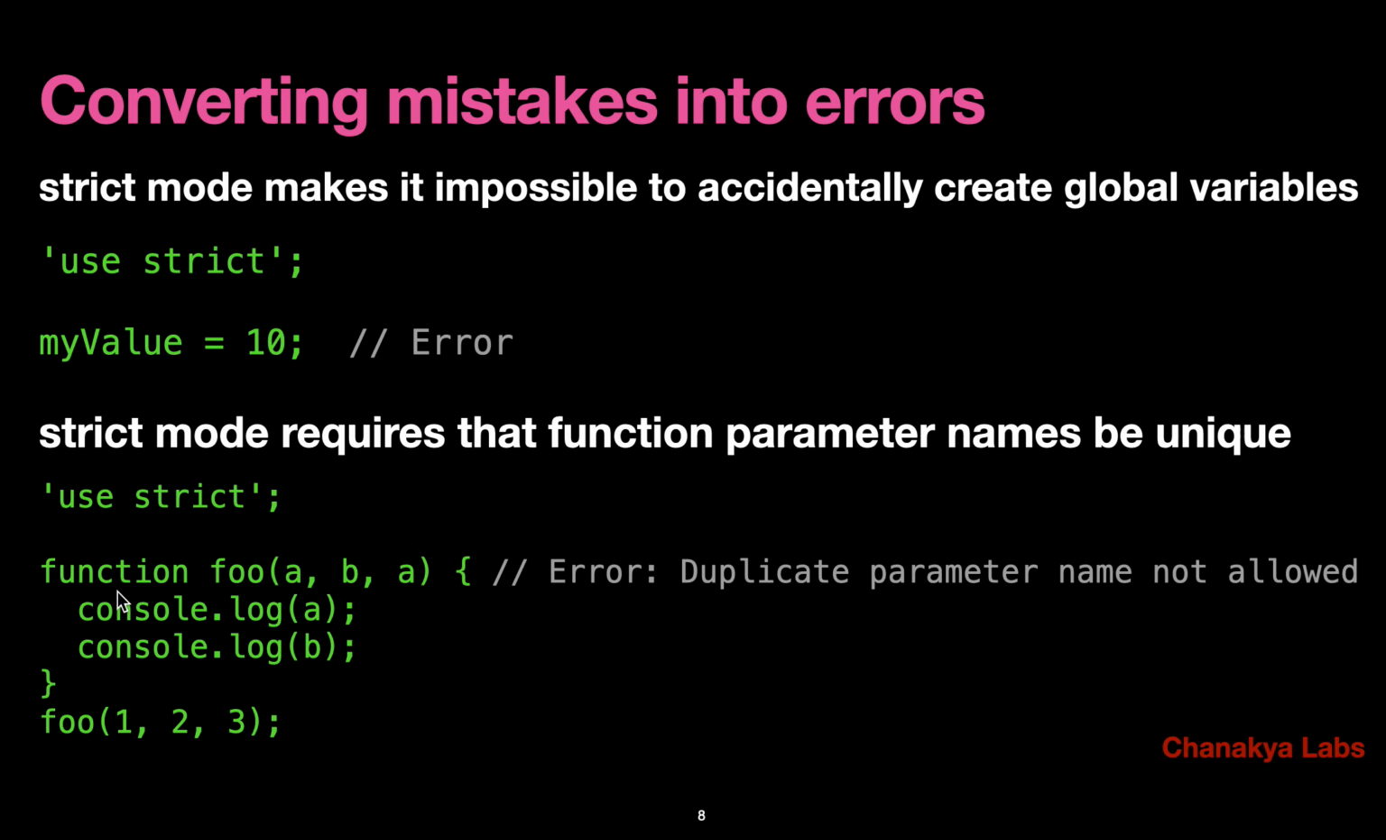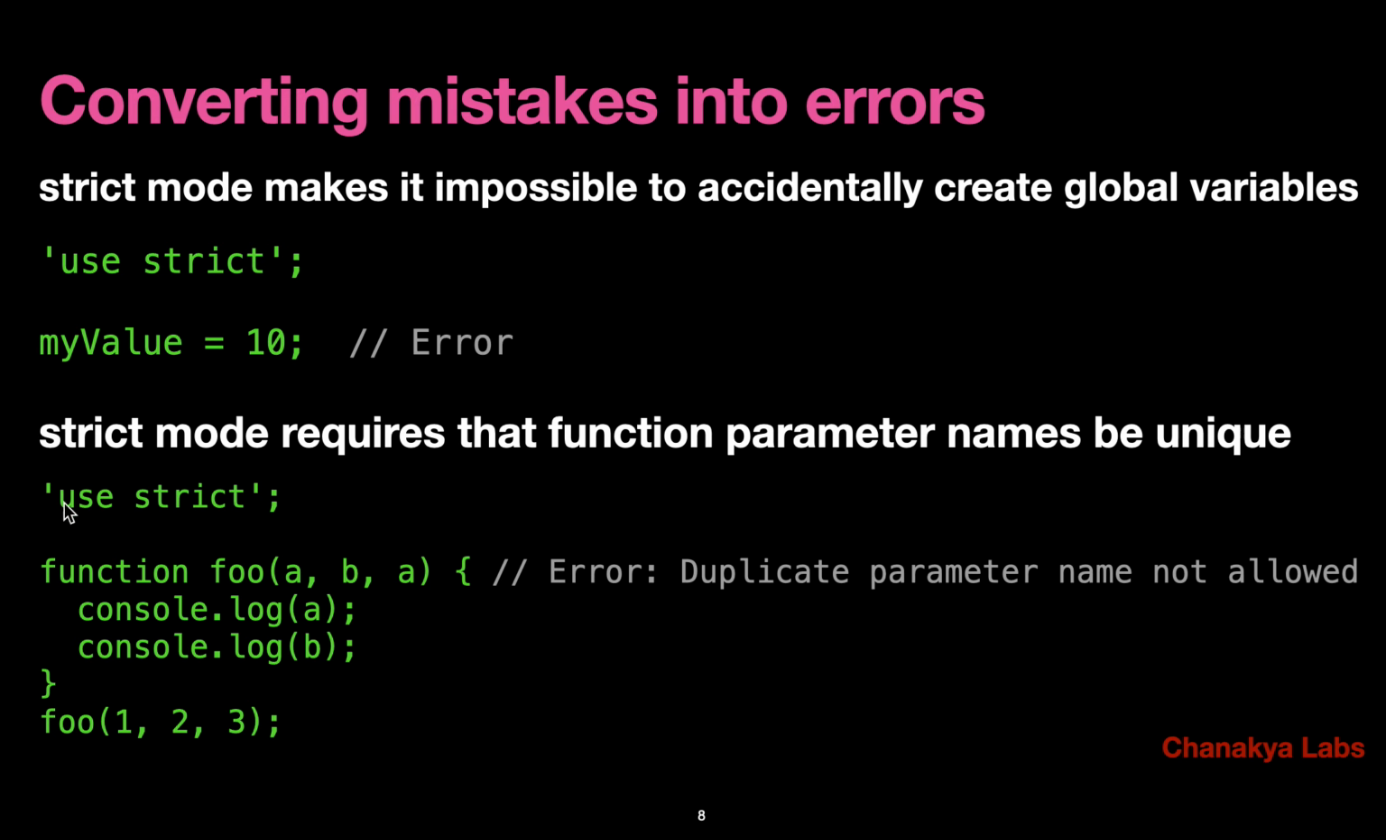So for example, if you write a function with parameters a, b, c, and all three parameter names are different, then it is fine. But if you use the same parameter name for, let's say, first and third, you see that in this case the first and third parameters both use the same name. Actually this will work fine silently in non-strict mode, but in strict mode it will give you an error that duplicate parameter name is not allowed.